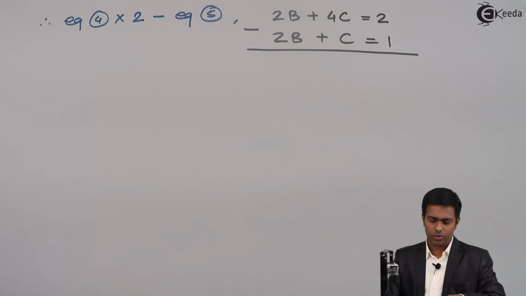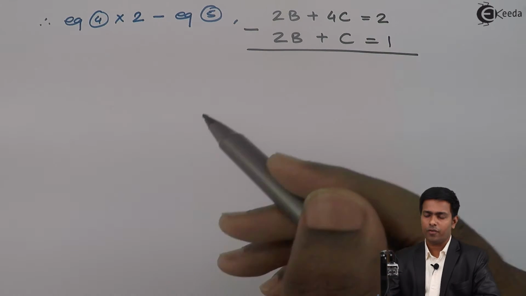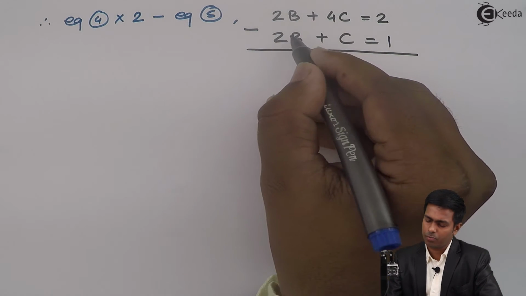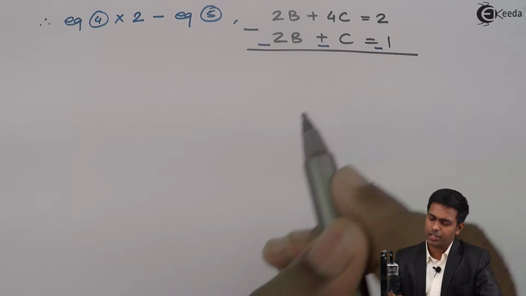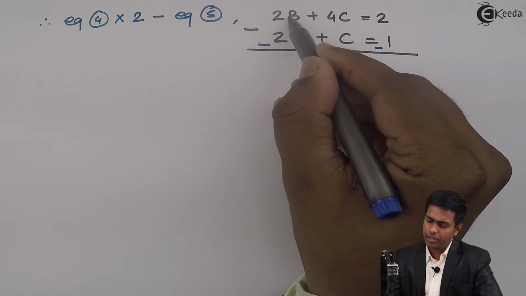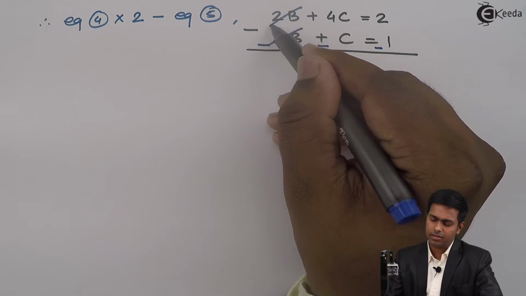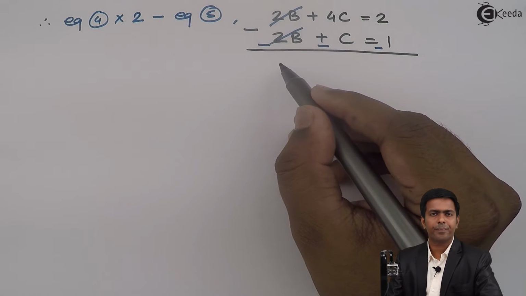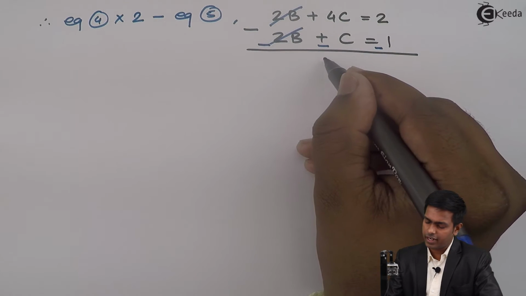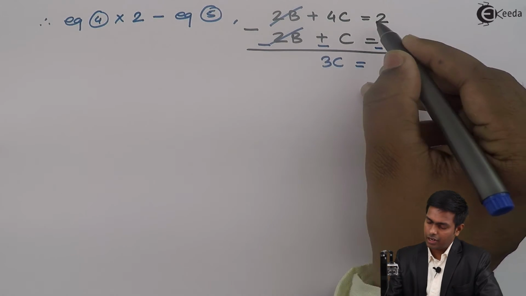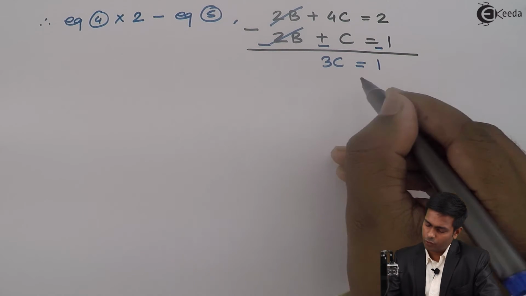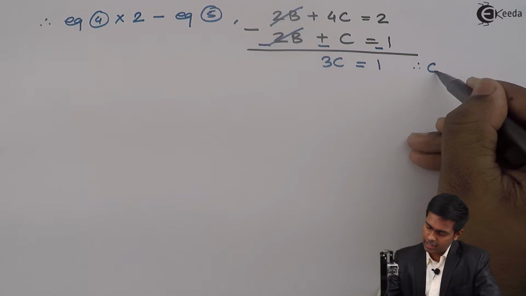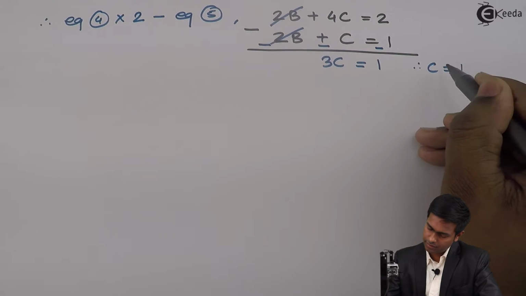Whenever we do the subtraction, the sign of the second equation changes. So this 2B will become minus 2B, this C will become minus C, and 1 will become minus 1. Now 2B minus 2B will cancel, or is equal to 0. 4C minus C will give 3C, and 2 minus 1 we will get 1. And therefore we will get C as 1 upon 3.